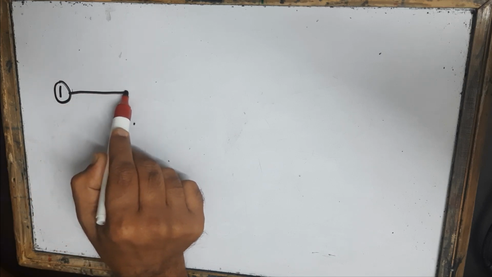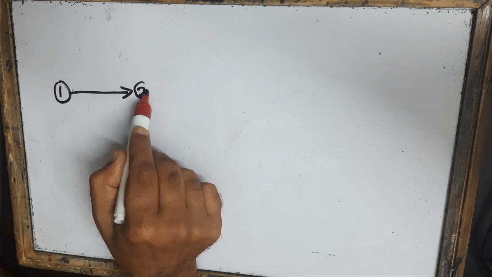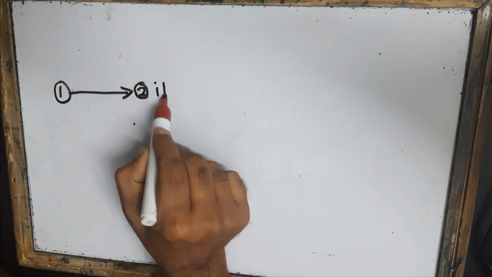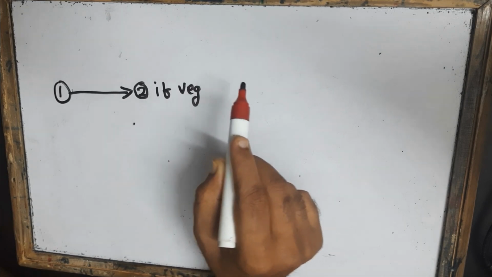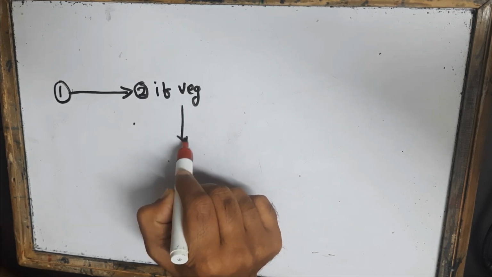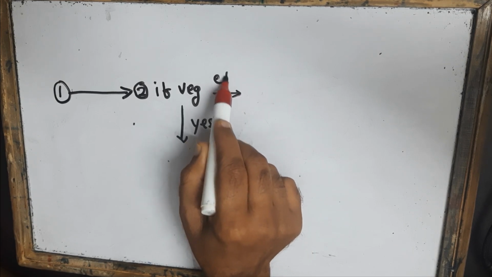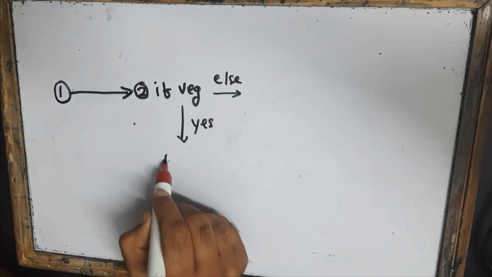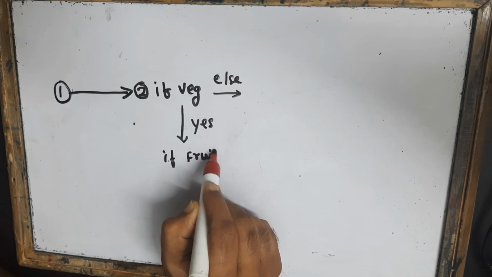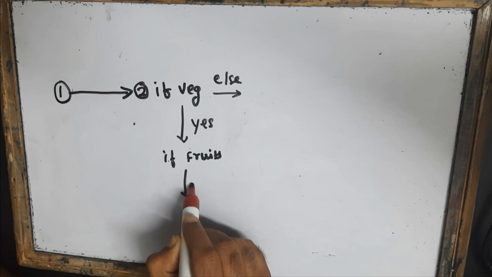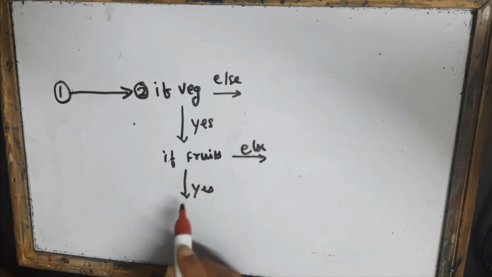From there, the map goes right. When you reach point number two, if you want to buy vegetables, yes, then take right, else go right. Here, if you want to buy fruits, then again the same thing, go right, else take the other route.